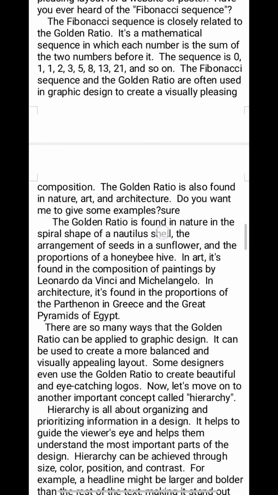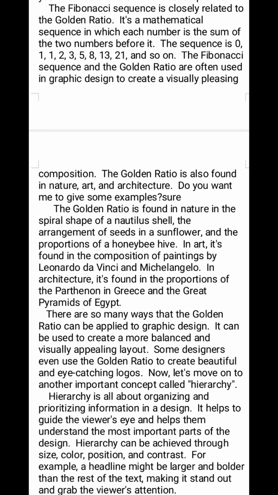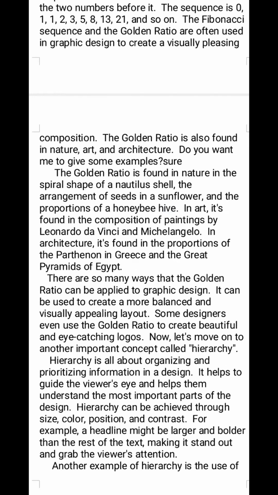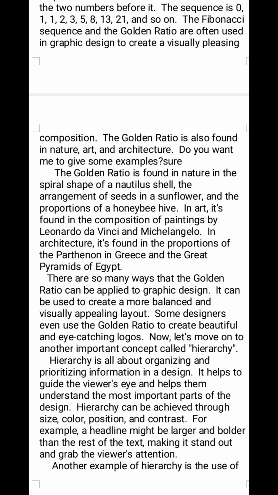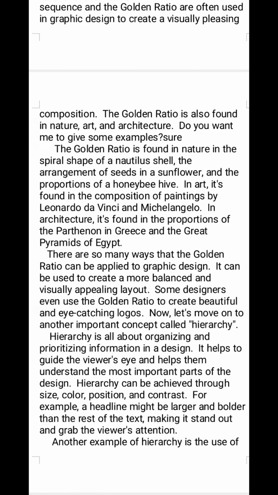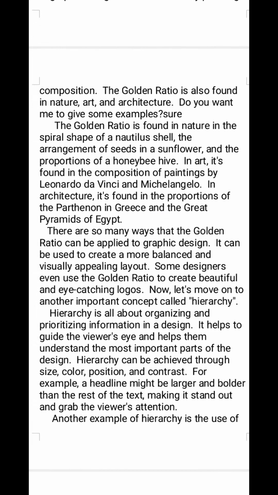The golden ratio is also found in nature, art, and architecture. Do you want me to give you some examples? Why not? The golden ratio is found in nature in the spiral shape of the nautilus shell, the arrangement of seeds in the sunflower, and the proportions of a honeybee hive. In art, it's found in the composition of paintings by Leonardo da Vinci and Michelangelo. In architecture, it's found in the proportions of the Parthenon in Greece and the Great Pyramid of Egypt.